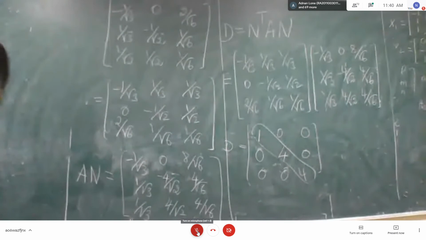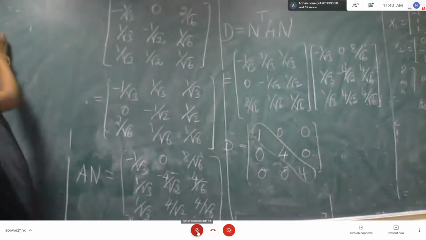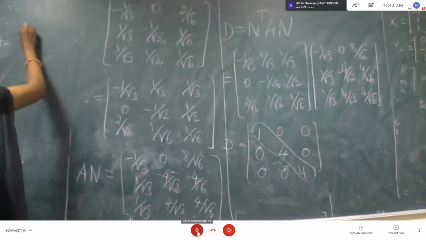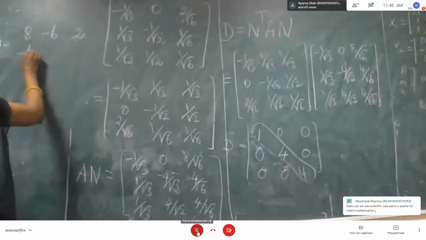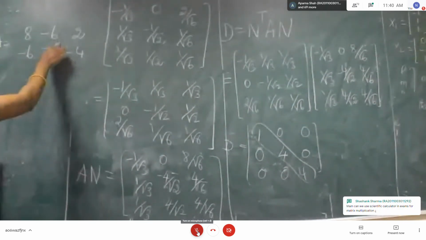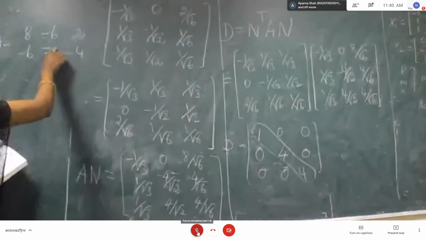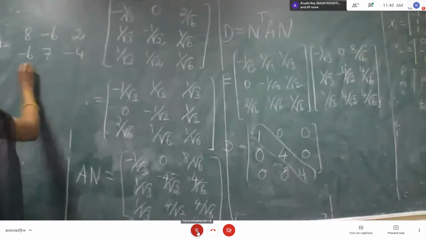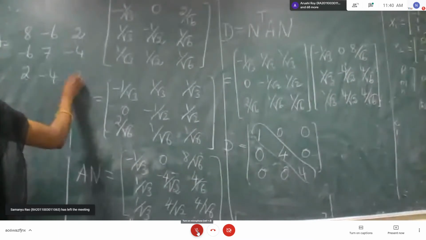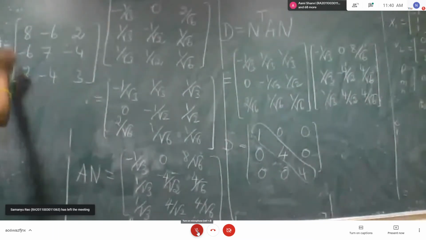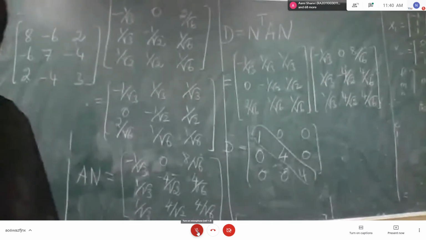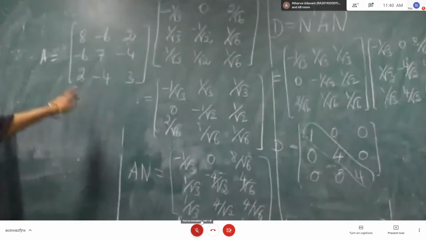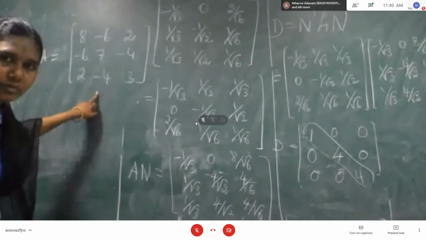Next problem, diagonalize the matrix A equal to. In this problem, different eigenvalues will come. Ma'am, the board is not visible. It is visible. Yes, ma'am.